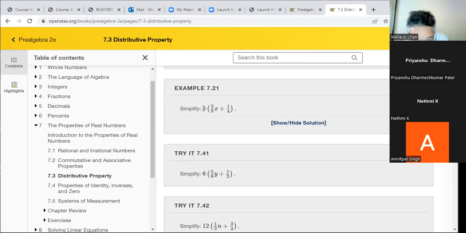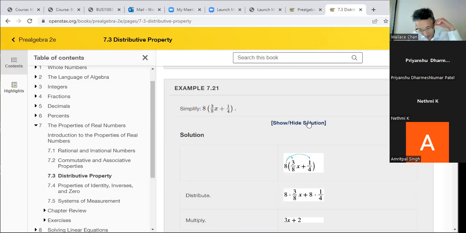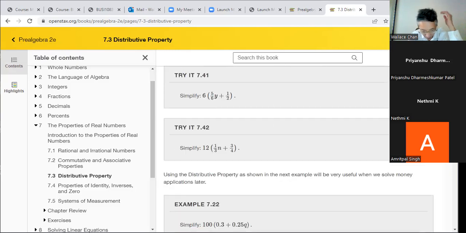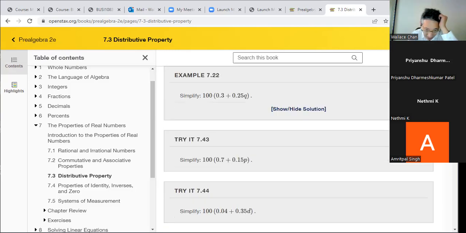It has to be 8 into 3 over 8x plus 8 into 1 over 4. So it means 3x plus 2. Very good. So that's the distributive property. 8 times 3 divided by 8 is 3x, and then 8 divided by 4 is 2. So it's 3x plus 2. So good. How about this one? Henry Paul, see if you can figure this one out.